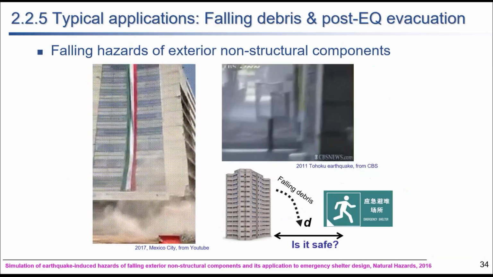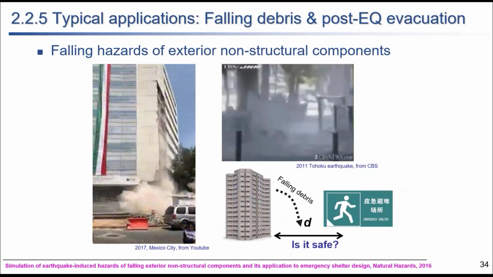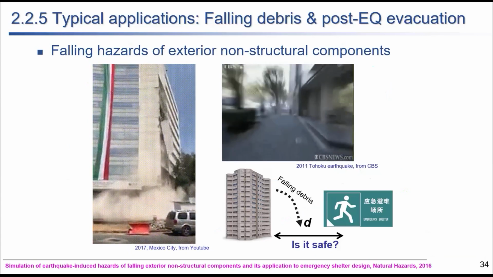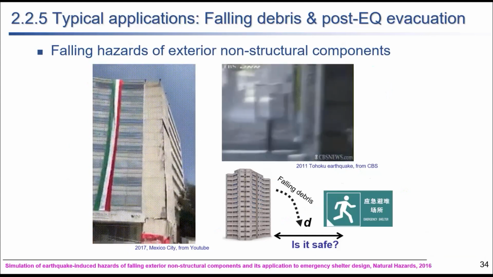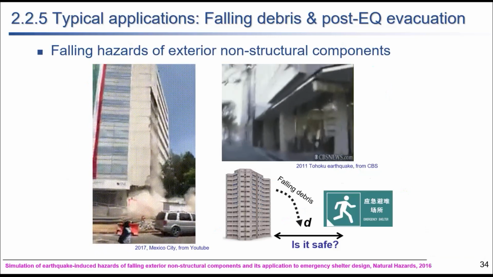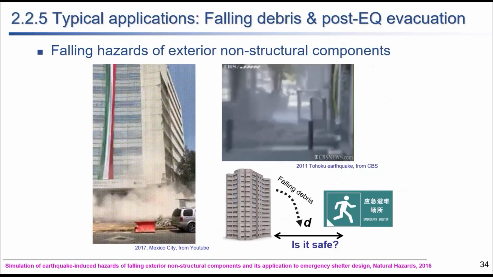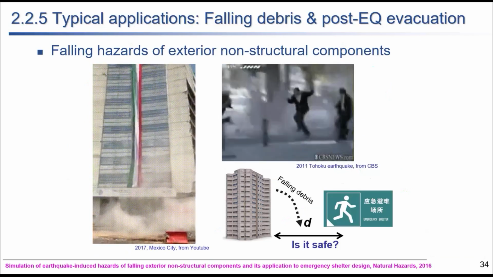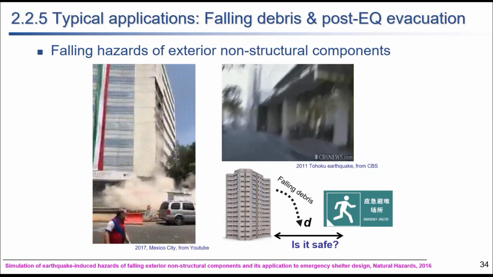For example, this is for the falling debris in the earthquake. On the left is a video taken from Mexico City. You can see the building is okay, but there's debris falling down that may kill people. And on the right, this is the animation taken in Japan after the Tohoku earthquake. People are running out of the building, but the falling debris will induce damage.